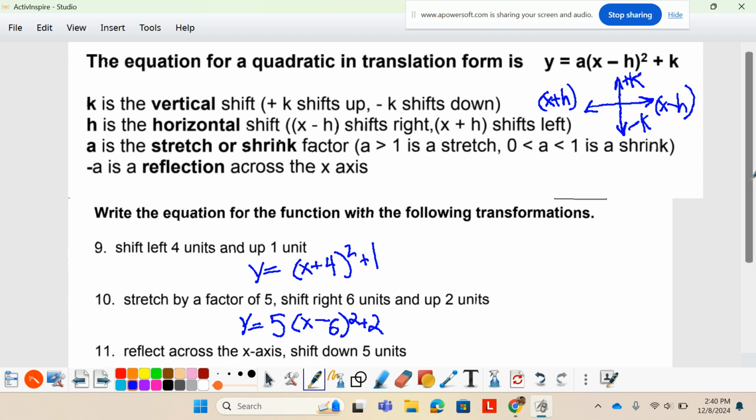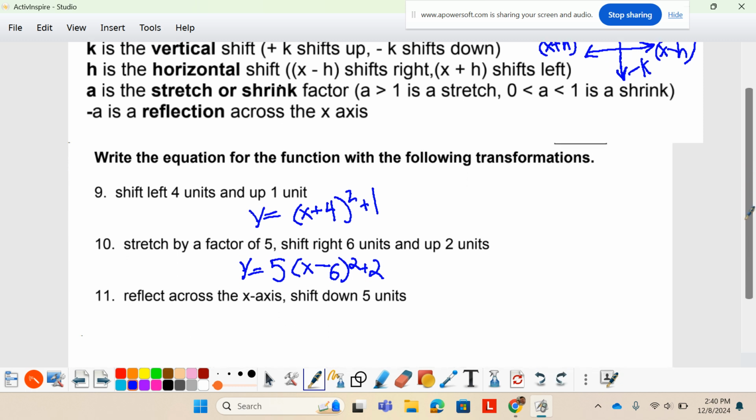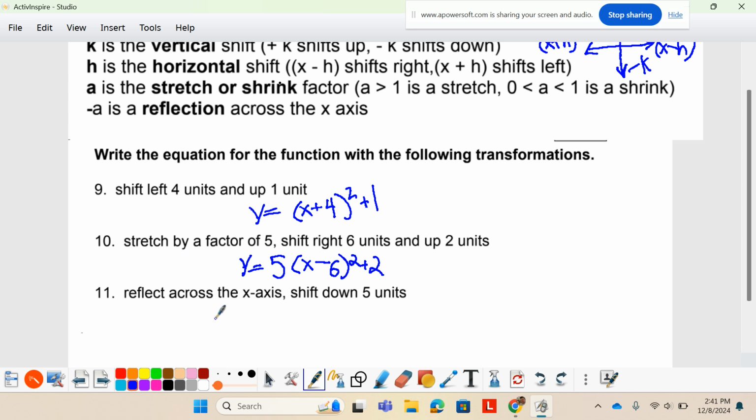And the last one we've got down here, reflect across the x-axis and shift down 5 units. So y equals negative x, and we're not subtracting or adding anything there, so it'd just be negative x squared minus 5. Okay, so that's writing the equation from it.